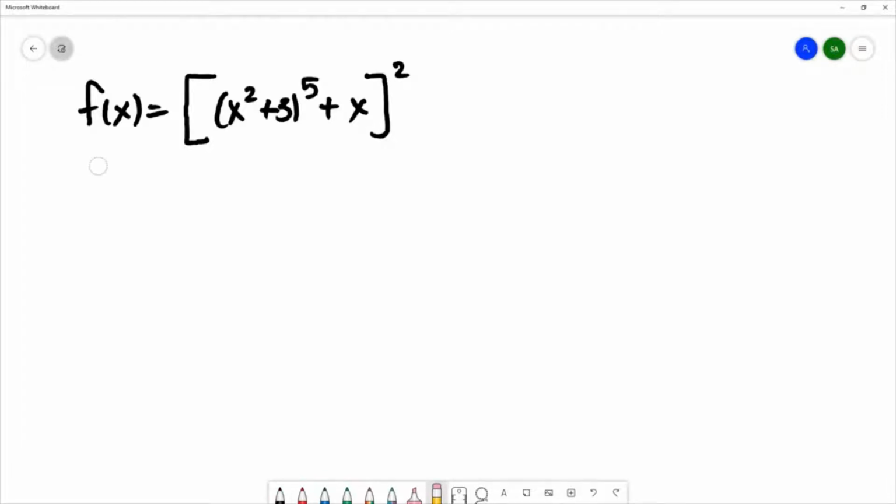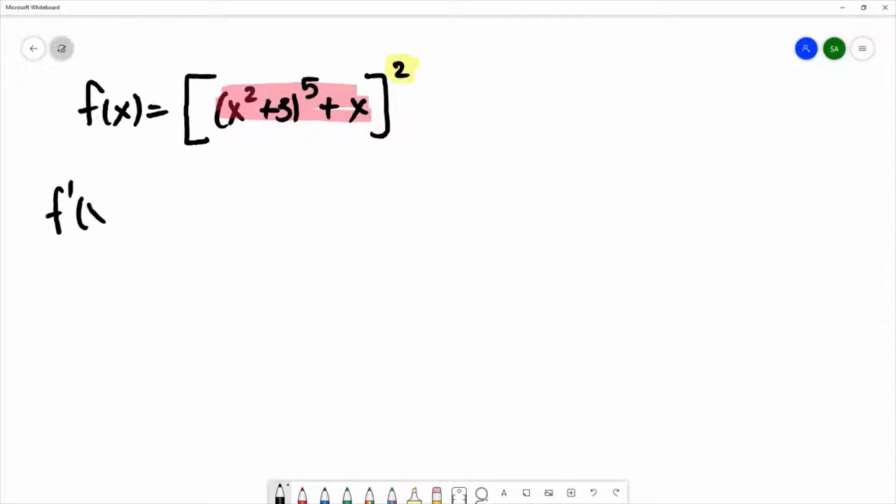Okay, on this question, we want to find the derivative of f of x equals (x squared plus 3 to the 5th power plus x) all raised to the 2nd power. So we're going to use the chain rule on this because we have an inside function and an outside function. We're going to follow the rule for the outside function first.